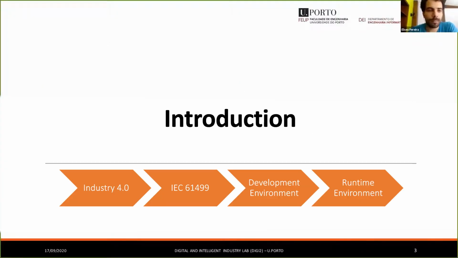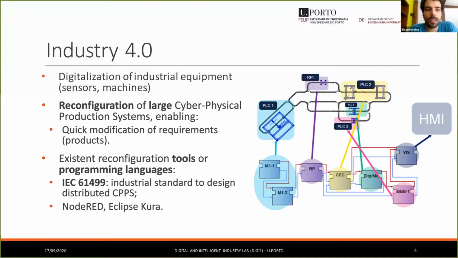Starting with the introduction. As you probably know, Industry 4.0 brings us several advantages, like the digitalization of the industrial equipment, which enables the connectivity between different kinds of devices, and makes larger the networks and the cyber-physical systems. Regarding that, it is important to have good tools to reconfigure the cyber-physical systems in case you have a quick modification of requirements.